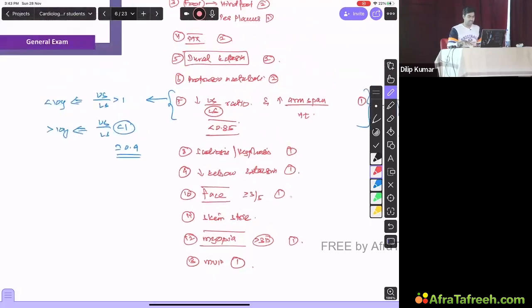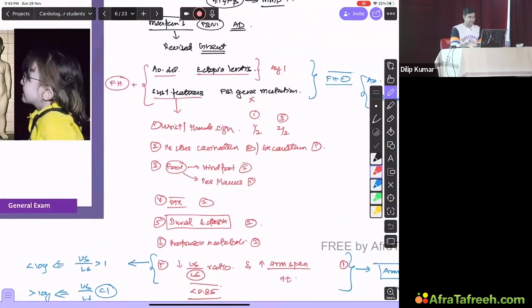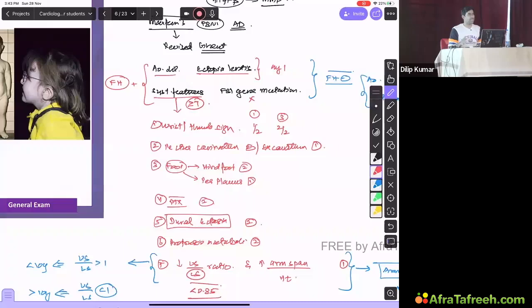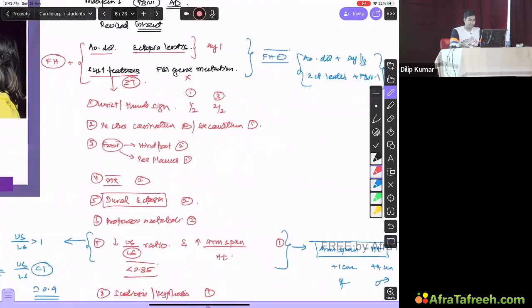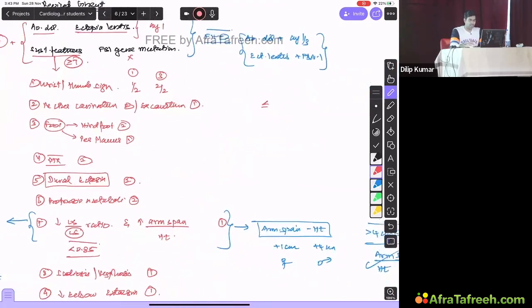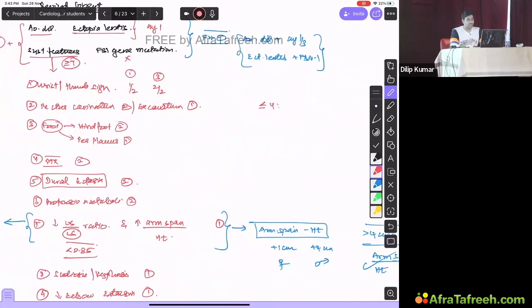So you have 13 features, and each has a scoring system. If the score is at least 7 and above, I told you that's why I told you the scoring system, then probably you can make a diagnosis of Marfan syndrome. Suppose the systemic features score is less than or equal to 4, then it is called non-specific connective tissue disease nomenclature. If things are there, but it's not fitting into Marfan, it means non-specific connective tissue disease.